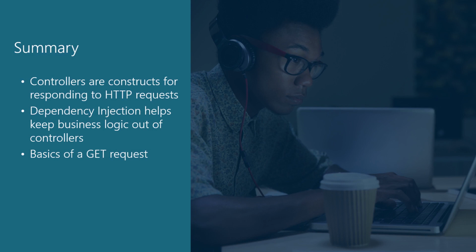In this module, we covered how controllers and actions work as a means for responding to web requests. We discussed dependency injection and how it is vital to how ASP.NET Core applications are held together. We can use dependency injection to our benefit by keeping implementation details out of our controllers. And finally, we built out a simple GET request using ASP.NET Core.